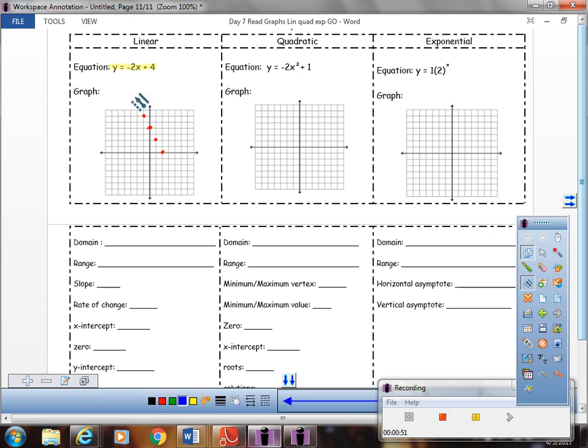So go ahead and take a straight edge. Like on the STAAR test, you can use your formula chart or the graph paper. Some people use their calculators, but make a straight line through those points.